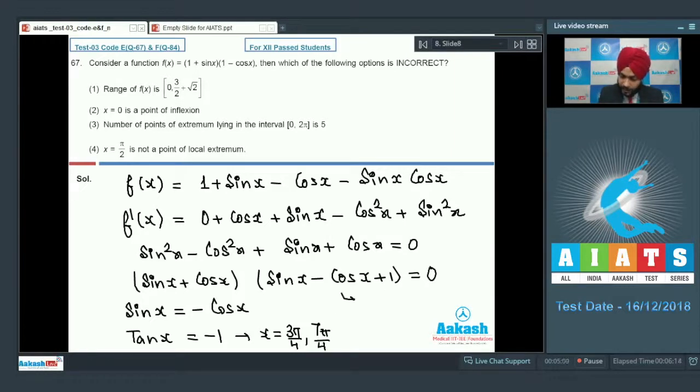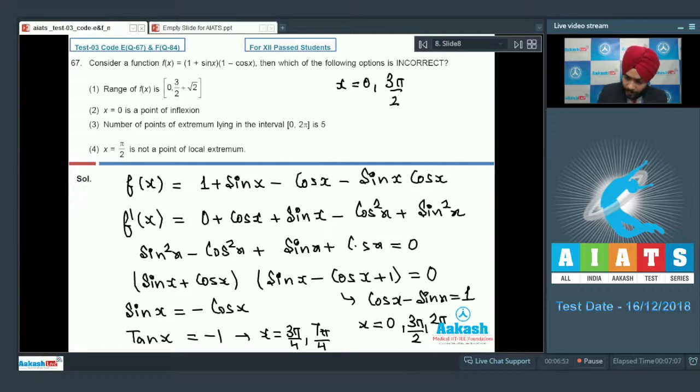From here, if the second bracket is 0, I am getting cos x minus sin x equal to 1, which will happen at 3 points, x equals 0, x equals 3 pi by 2 and x equals 2 pi, if we talk about the interval 0 to 2 pi. Students, we know that f(x) has two trigonometric functions which are periodic with period 2 pi. So if we analyze this function in the interval 0 to 2 pi, we have analyzed it as a whole. By the first order derivative test, we can conclude that x equals 0, 3 pi by 2 and 2 pi are points of local minima.